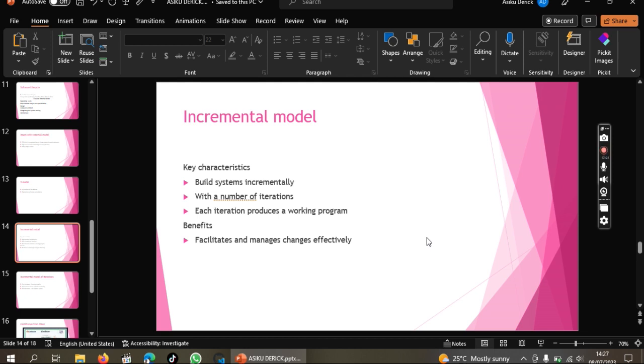Then what are the benefits of the incremental model? It facilitates and manages changes effectively. That's the basic and the most important benefit of incremental. Users are able to make changes and it is able to accommodate them. That's why it was made to solve the challenges of waterfall.